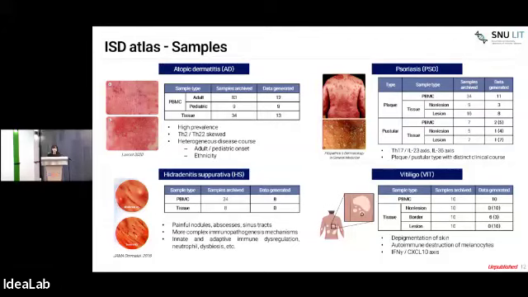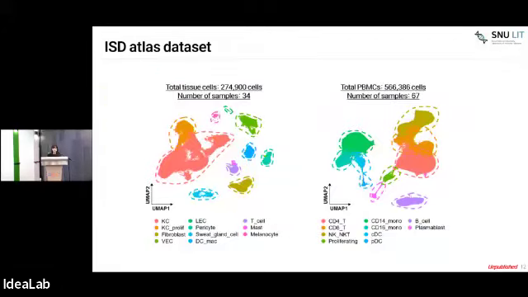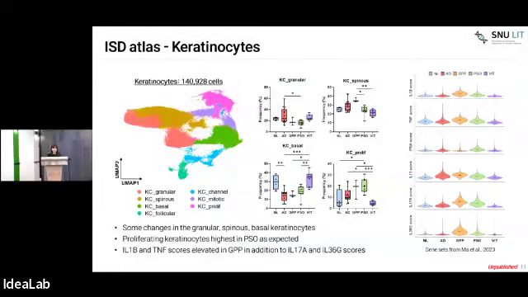So we have generated in-house data sets across these diseases for a total of approximately 300,000 cells for tissue and 600,000 cells for PBMCs after QC. And I'll be sharing just a little bit of the results for keratinocytes, which were annotated into 7 different subsets. Some changes in granular, spinous, and basal keratinocytes were observed for frequency. And as expected, the proliferating keratinocytes were increased in psoriasis, as it is a hyperproliferative keratinocyte disease.